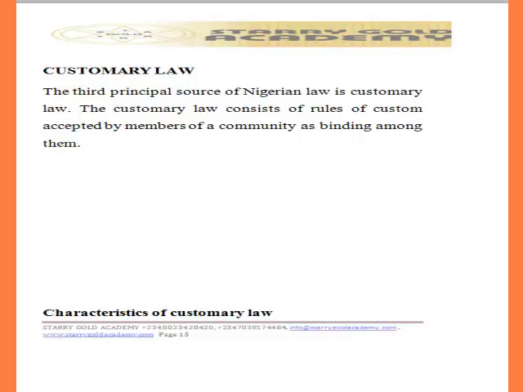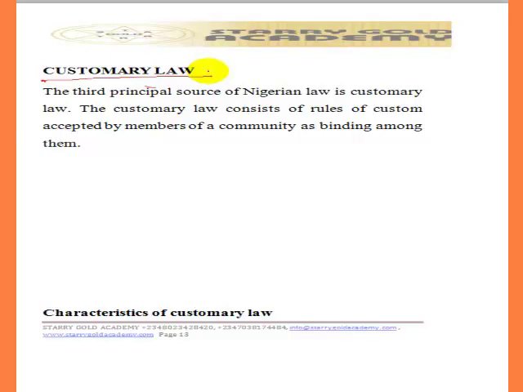So customary law is also not written, it is handed down. Let me make that correction: common law is the one peculiar to the people of England, which we are making use of in Nigeria now. Customary law is the one that we have now. In Nigeria, we have customary law that is common to each tribe, so each ethnic group has one customary law or the other.